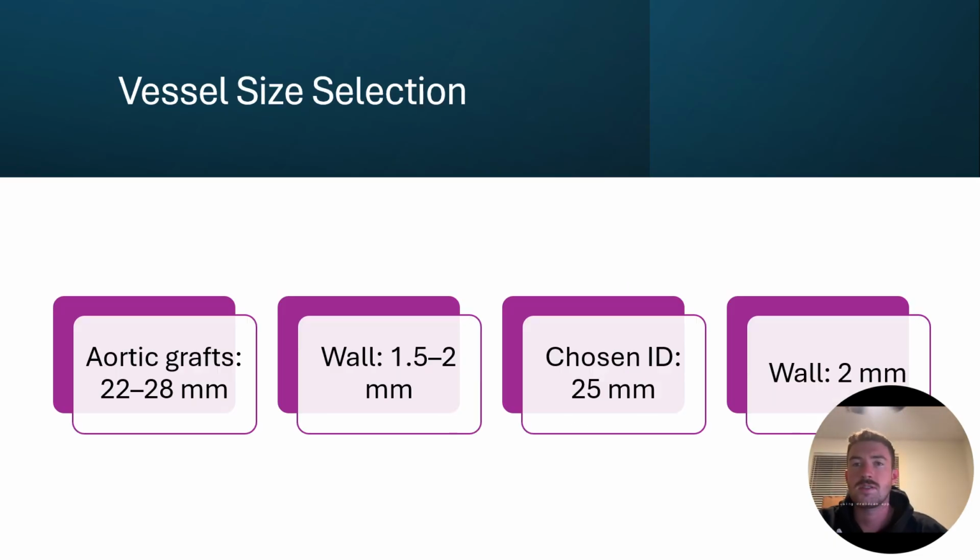Alright, so now let's go ahead and take a look at the vessel size selection. So typically aortic graft sizes can fall between 22 and 28 millimeters. So I just opted for a 25 millimeter inner diameter. I felt like that was a safe bet. And I went with a 2 millimeter wall thickness to match a pretty realistic surgical graft.